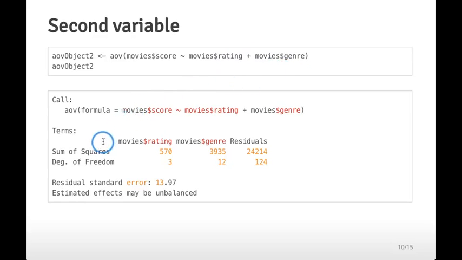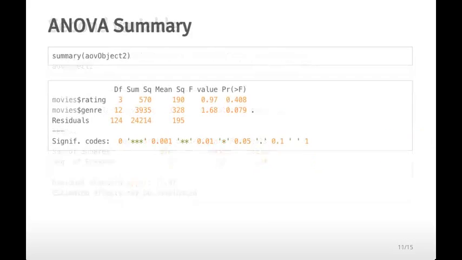And if you look at this analysis of variance, now you see that there are 3 degrees of freedom that are used up by the movies rating because we estimate those 3 different levels. And then for the genre, you have 12 different degrees of freedom that you're using because there are a larger number of genres than there are ratings. You get more degrees of freedom that you're using up. And then at the end, you are left with 124 degrees of freedom for the residuals that you're going to be using for performing your inference.